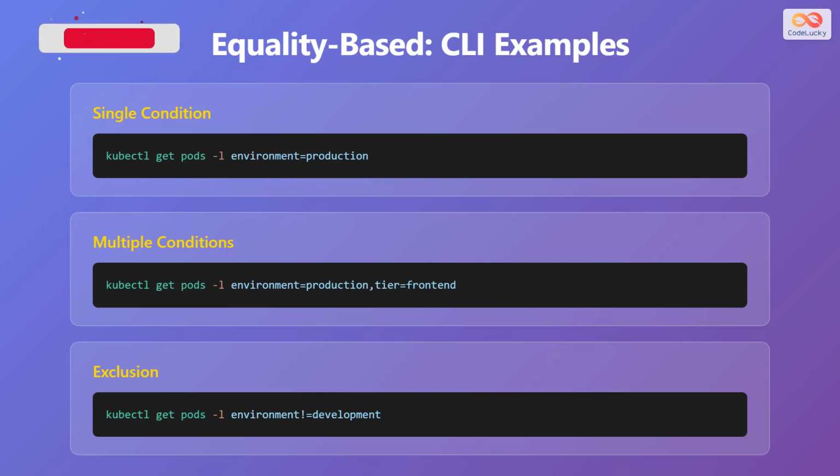Here are some practical command line examples. For a single condition, you can use kubectl get pods with the -l flag followed by environment equals production. This will retrieve all pods where the environment label is set to production. For multiple conditions, you separate them with commas, like environment equals production, comma, tier equals frontend. And for exclusion, you can use the not equals operator, such as environment not equals development, which will return all pods except those in the development environment.